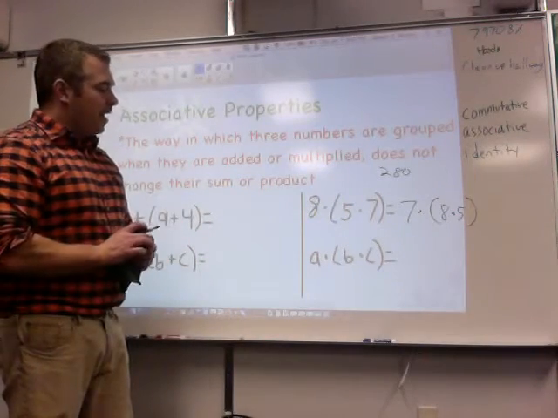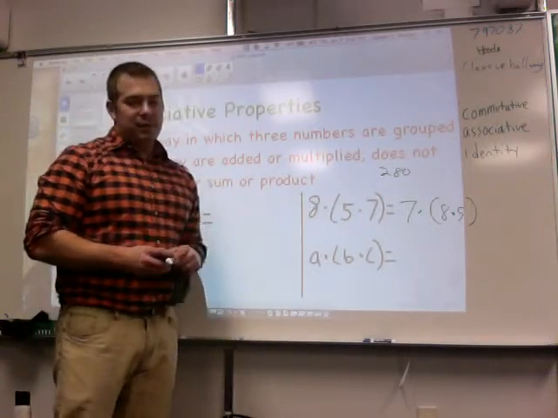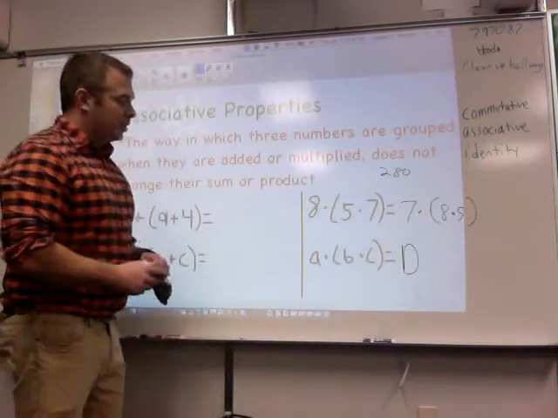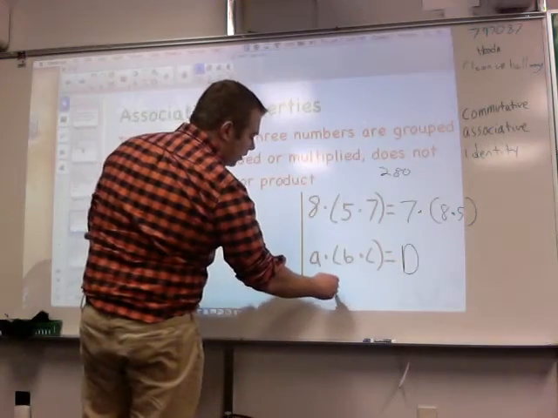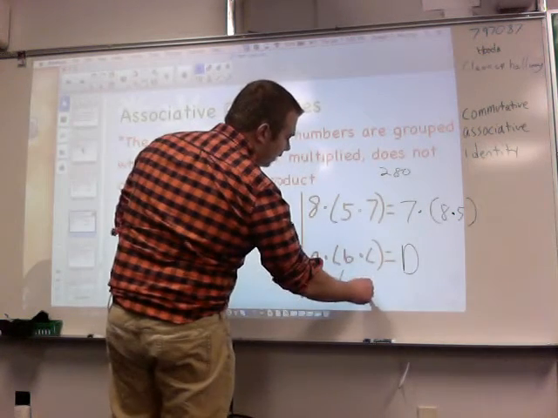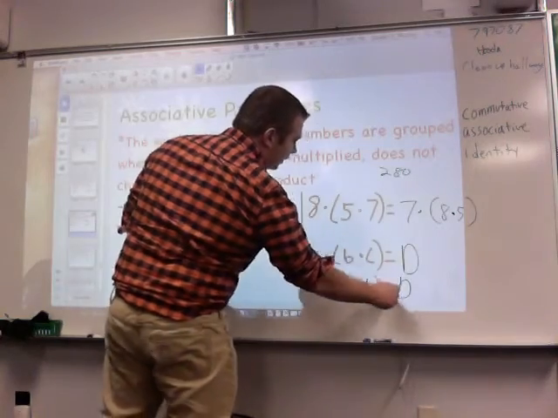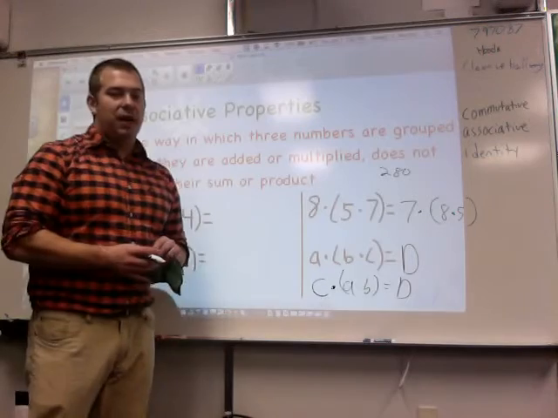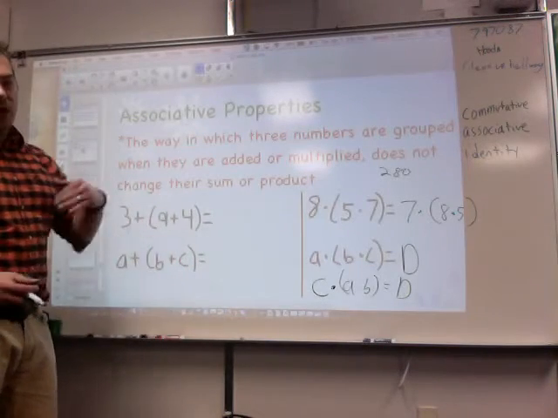Same thing down here. A times B times C will equal, let's say, D again. Well, I could even switch it and do C times A times B, and it'll still equal D. When you're just doing multiplication, you could switch all the numbers around. When you're just doing addition, you could switch all the numbers around.